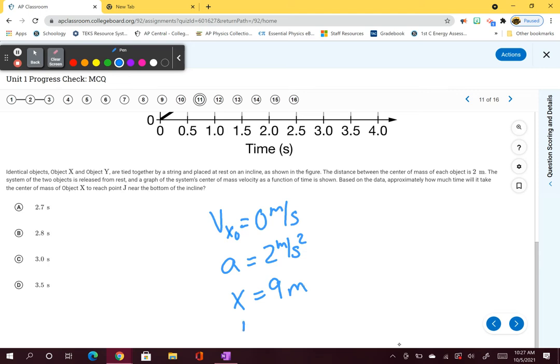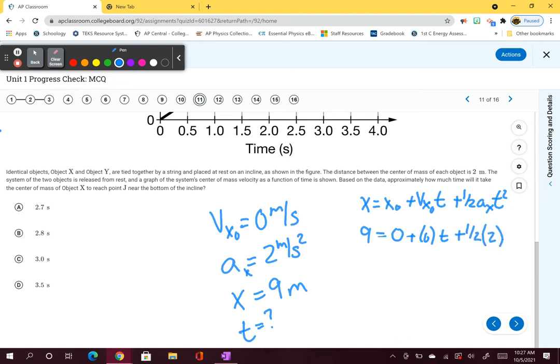And we're trying to find time. Again, we're going to end up using our second equation. You'll see that this equation we will use a lot. So our final distance is 9, our initial distance was 0, our initial velocity was 0, we're looking for time, plus 1/2, our acceleration is 2, t squared.